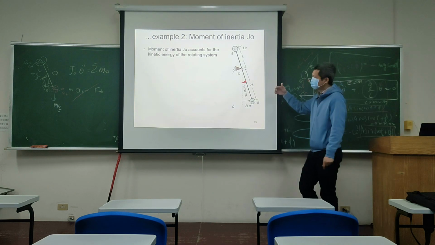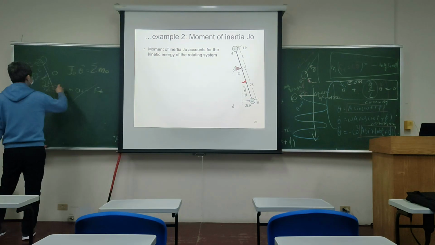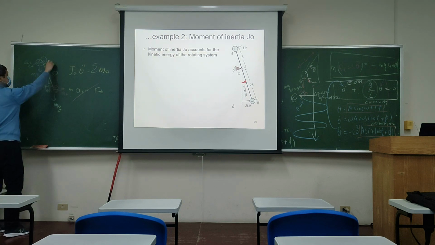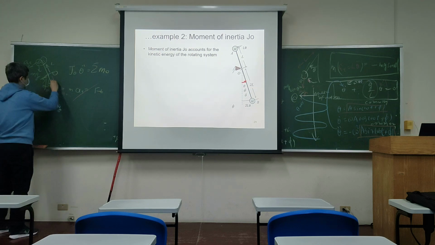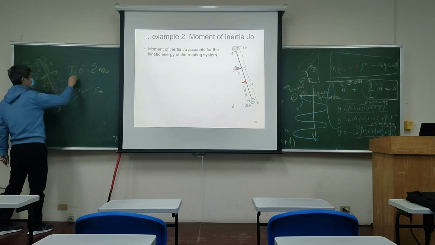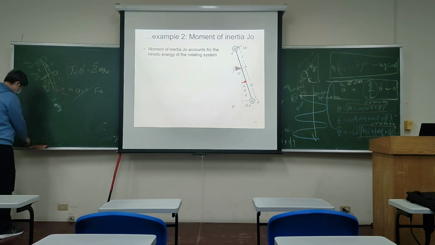If now I change the question a little bit to be different from your experiment, just to distinguish the effect. If this is L away from the pivot, but this is 2L away from the pivot, what you first have to determine is your J naught, the moment of inertia. Moment of inertia can be obtained from your kinetic energy.